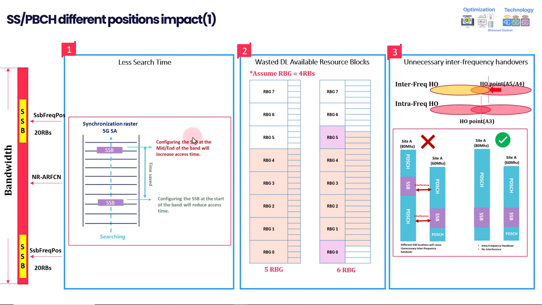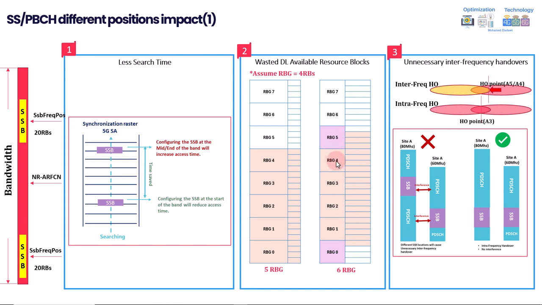But the second part is very important. It's about the hosted downlink available resource blocks. Actually, the SSB location can host some of the available resource blocks. How can this be done? For example, assume the figure on the left. Here, the SSB was configured in the center of the bandwidth and was not aligned with the RBG allocation.